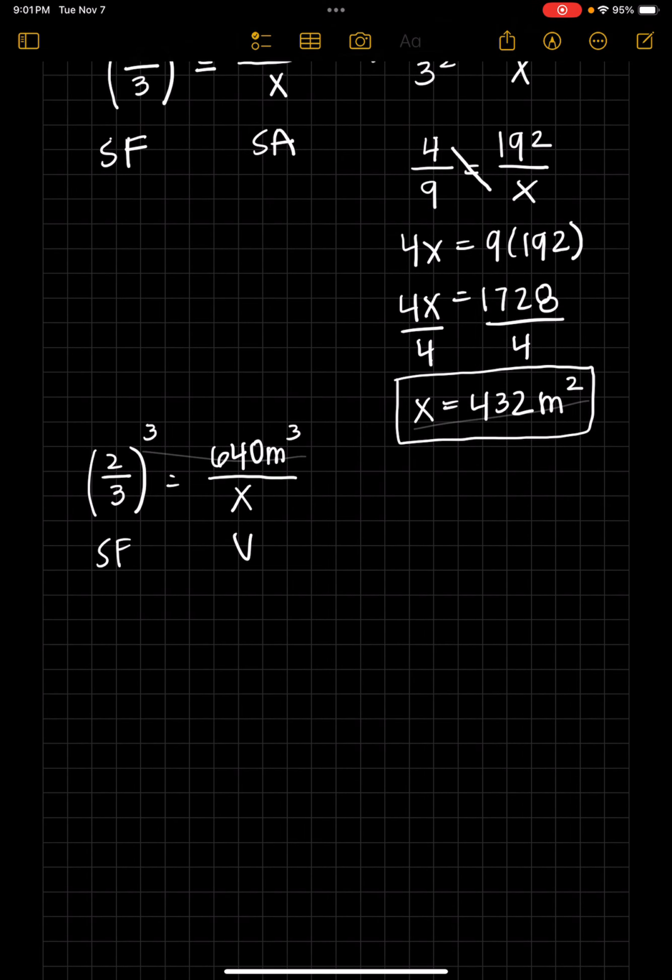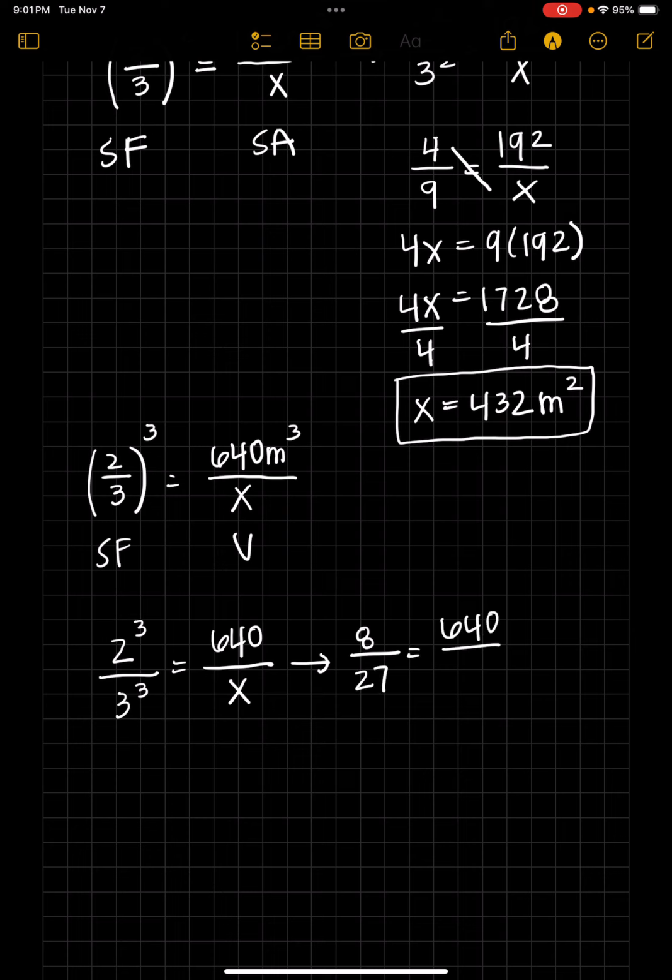The first thing I'm going to do is cube both the top and the bottom of my scale factor. So I've got 2 cubed over 3 cubed is equal to 640 over X. I'm going to drop the unit. We're going to actually cube those numbers. So 2 cubed is 8, 3 cubed is 27, is equal to 640 over X.